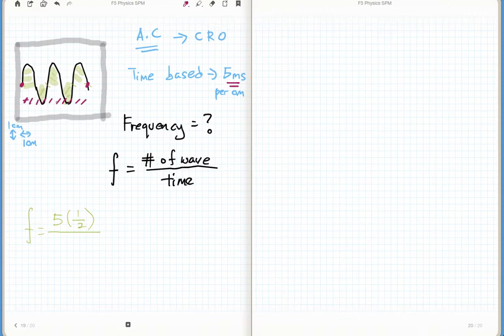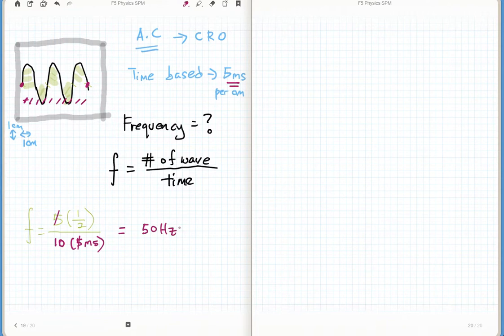So 10, right? 1, 2, 3, 4, 5, 6, 7, 8, 9, 10. 10, 1 is 5 milliseconds. Right? So you cancel that 5 and 5. So therefore it turns out to be, now milli is minus 3. So you put it into the calculator, that would be 50 Hertz. Okay?